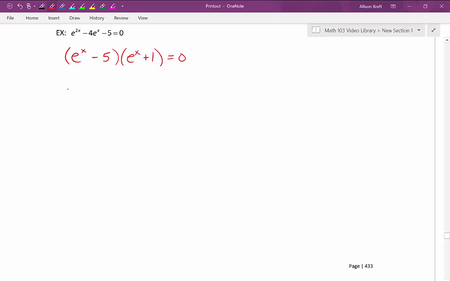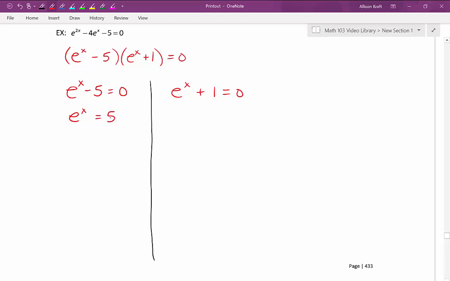We'll apply our zero product property and get e to the x minus 5 equals 0 and e to the x plus 1 equals 0. And then we solve each of these equations individually. For e to the x minus 5, I should be able to solve this, if not by the one-to-one property, then by rewriting it as a log, since I only have two terms. We can rewrite this as e to the x equals 5. I have one term on each side. Well, I can't rewrite e as 5 raised to some number, and I can't rewrite 5 as e raised to some number. The one-to-one property is out, but I can rewrite this in logarithmic form.